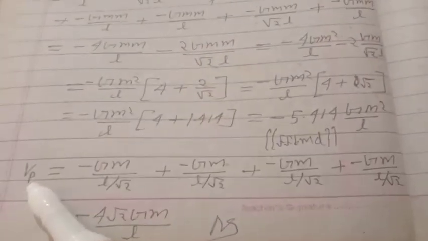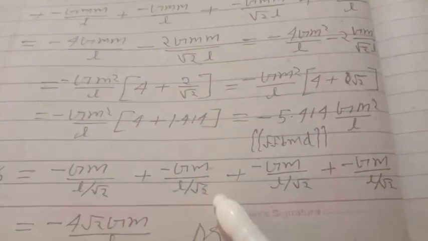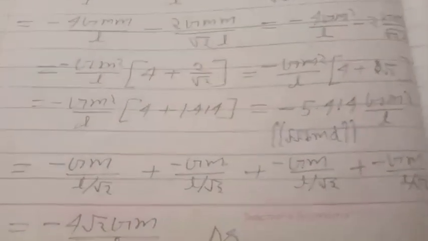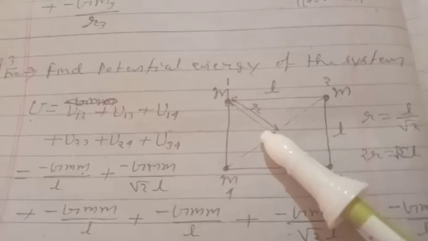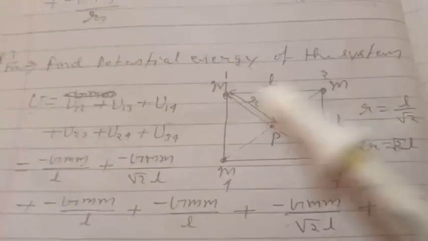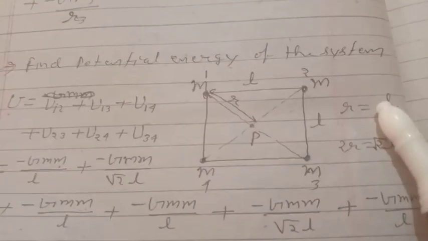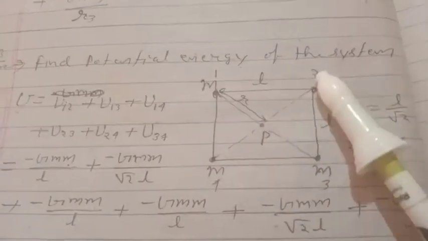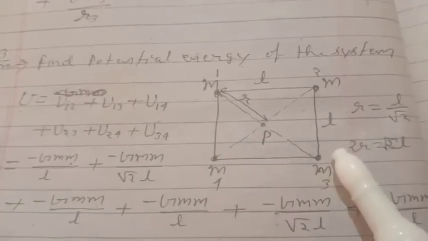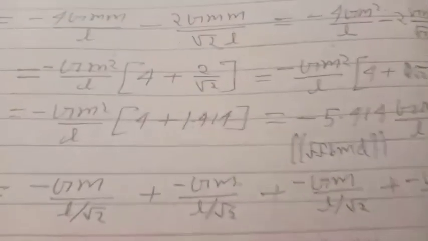And potential will be given as Vp equals minus Gm by L by root 2 plus minus Gm by L by root 2, because point P is at equal distance from all masses, that is r, and the value of r is L by root 2. So the potential at P due to this mass, this mass, this mass and this mass will be equal to minus Gm by L by root 2 and so on, adding to minus 4 root 2 Gm by L, answer.